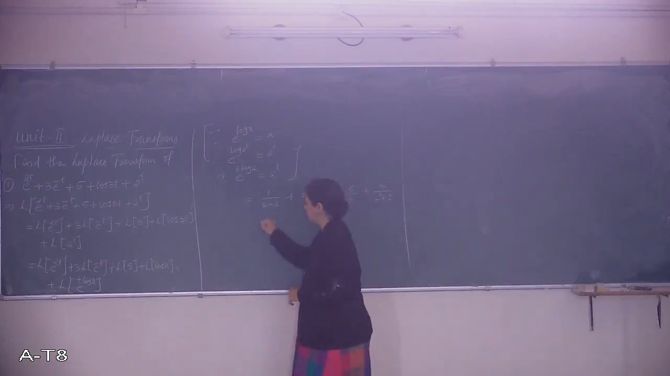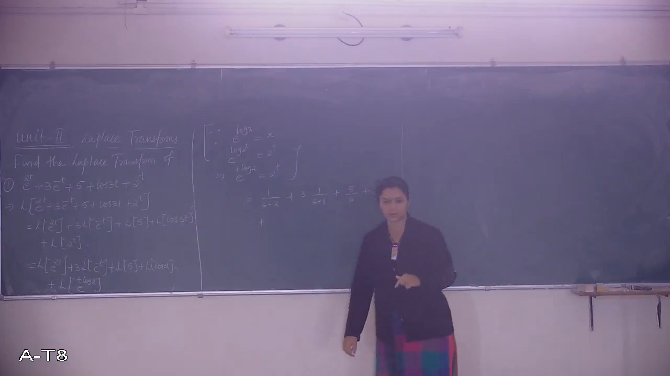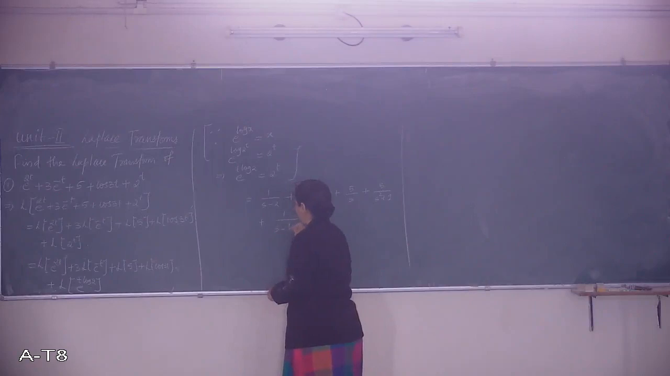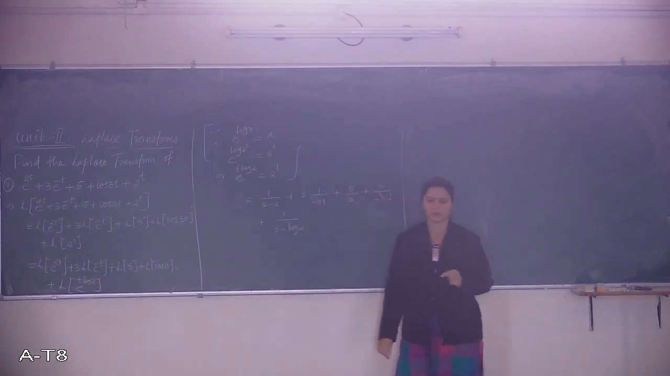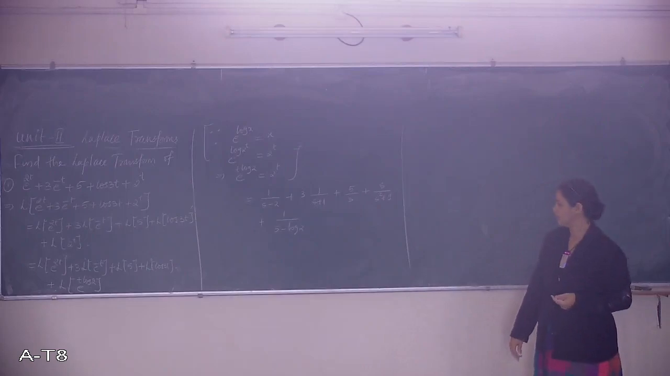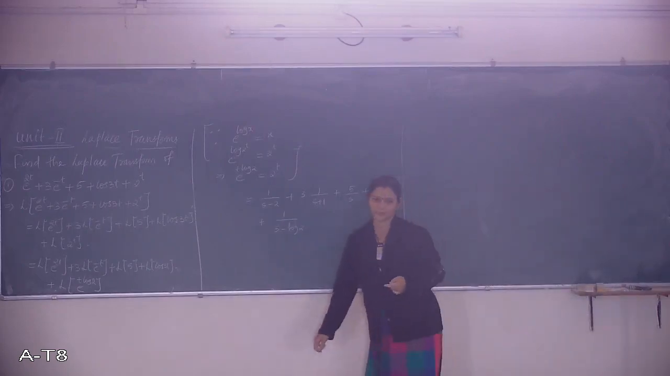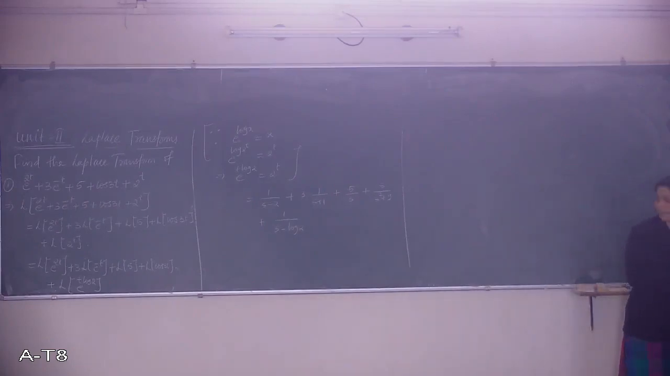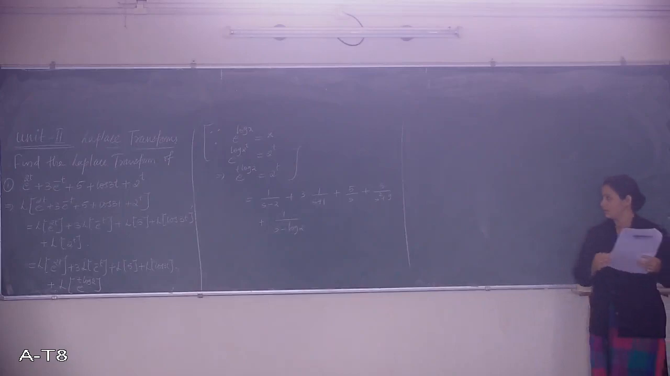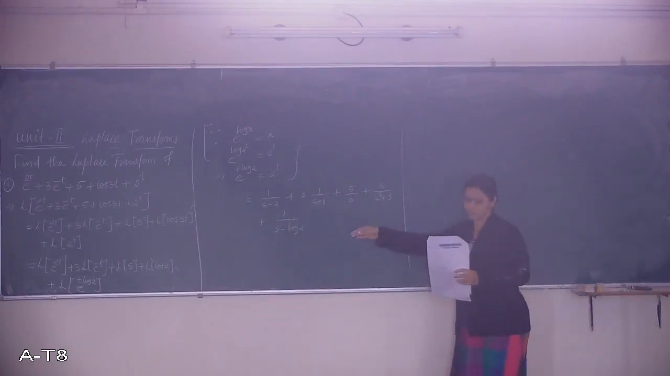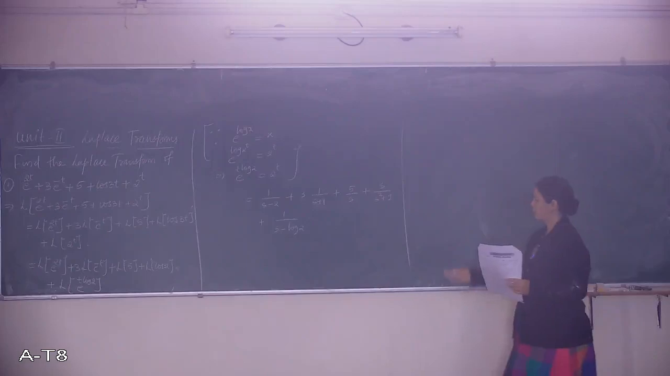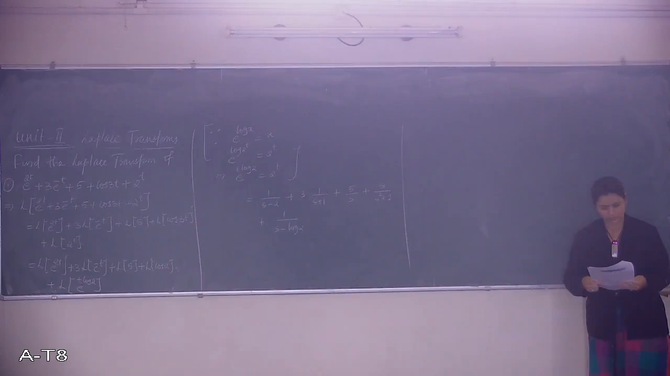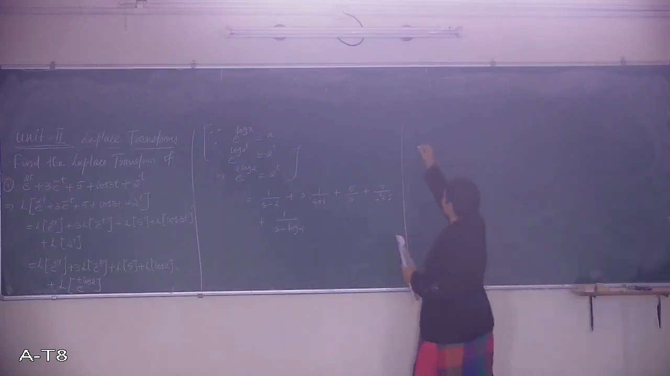And plus what is Laplace transform of e to the power t into log 2? That is 1 upon s minus log of 2, because here a value is nothing but log 2. Okay, is this clear? Yes. Now similarly, you can simplify. After simplifying you get one more step, or you can keep it in this form also.